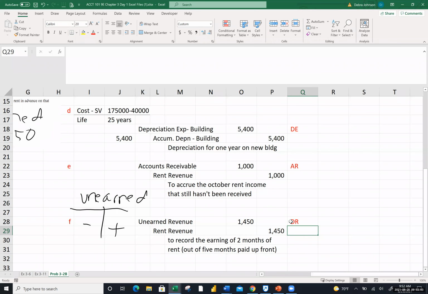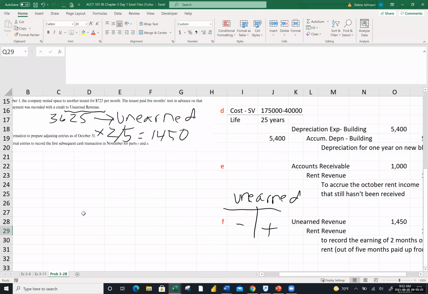Questions on that before there's one last little part of this problem, the part that will throw people off? So any questions on those first 5 or 6 transactions before we take a look at the subsequent transaction that your book's going to talk about? Okay, you guys are really quiet today.